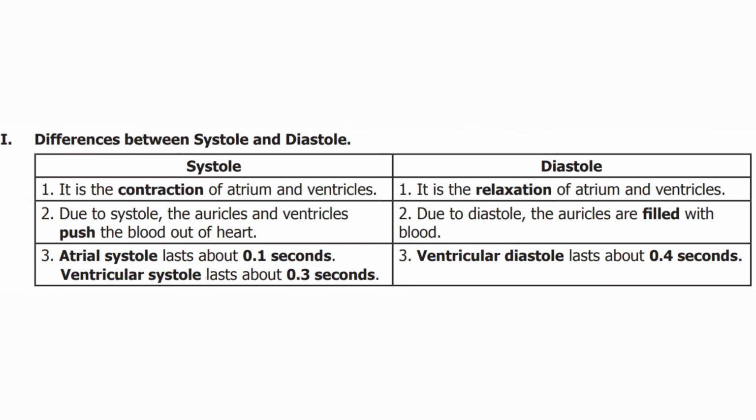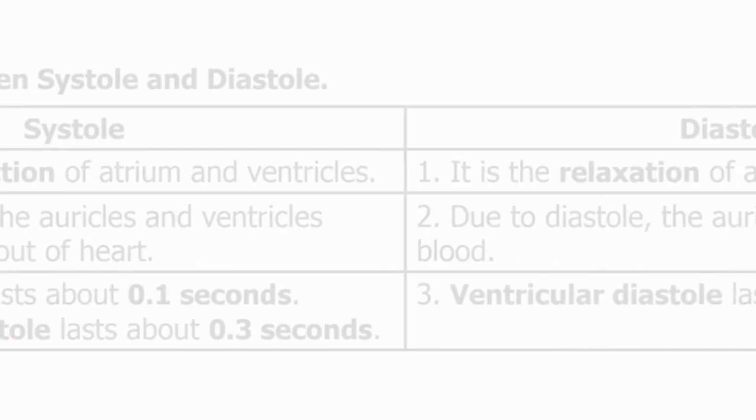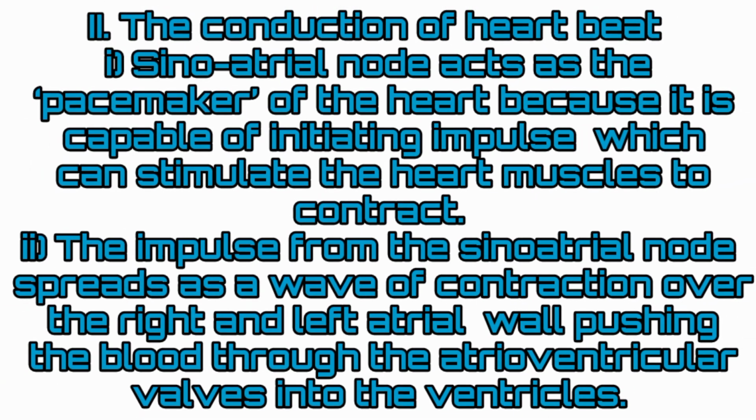Atrial systole lasts about 0.1 seconds. Ventricular systole lasts about 0.3 seconds. Ventricular diastole lasts about 0.4 seconds. The conduction of heartbeat.